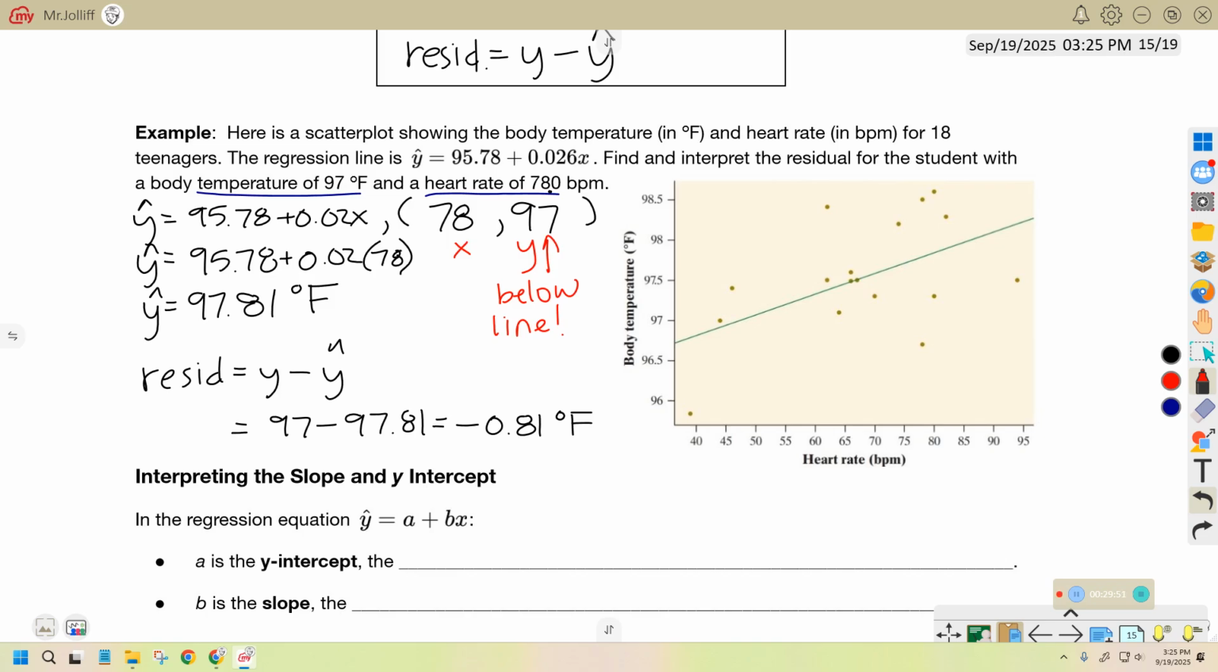Is 0.81 of a degree a small change in temperature? The answer in reality is yes, because Fahrenheit degrees themselves are tiny units. We've got less than 1 of them. That's a tiny change in temp. So our model did a pretty good job of predicting this student's temperature, but it overestimated it just a little bit. She was a little bit cooler than the model predicted.